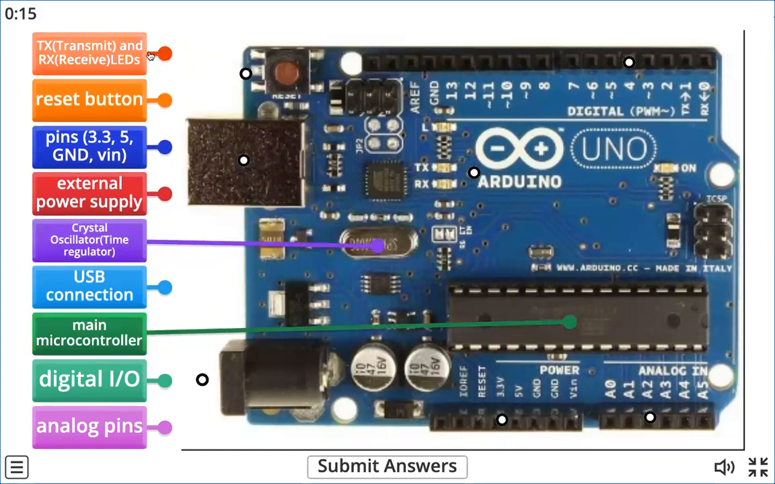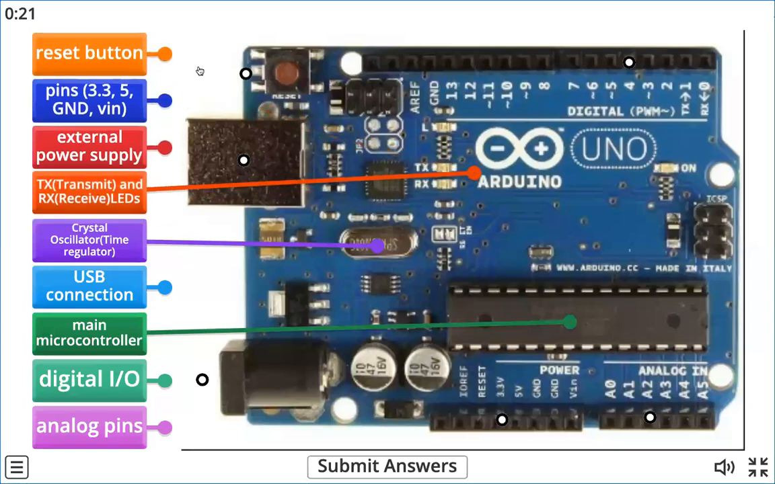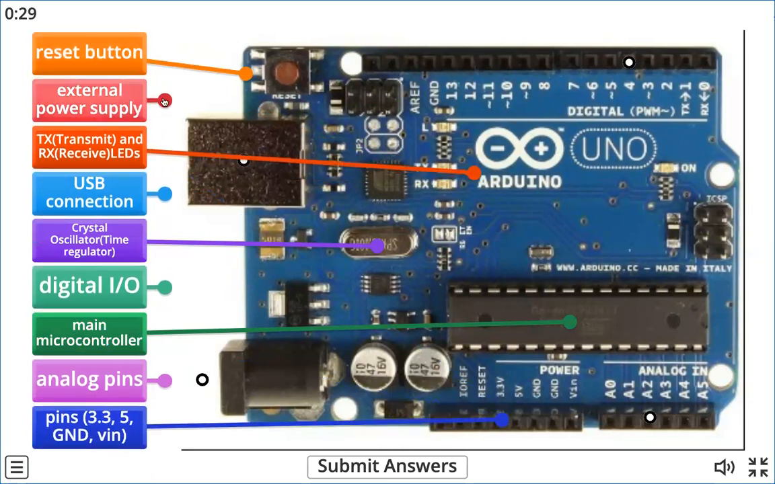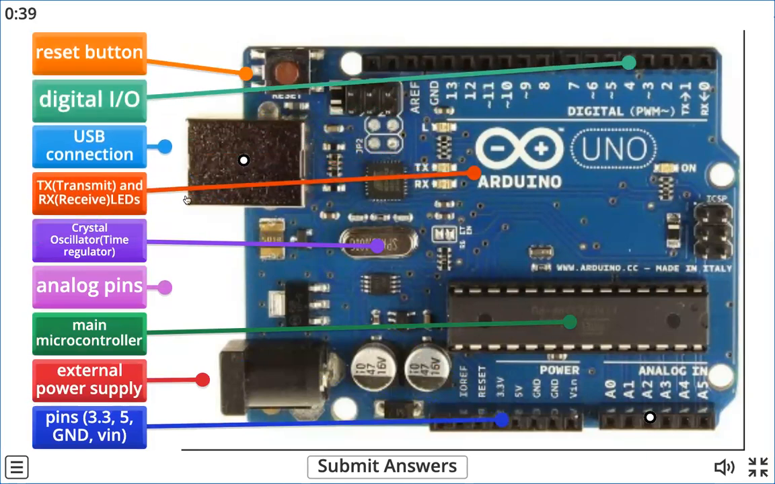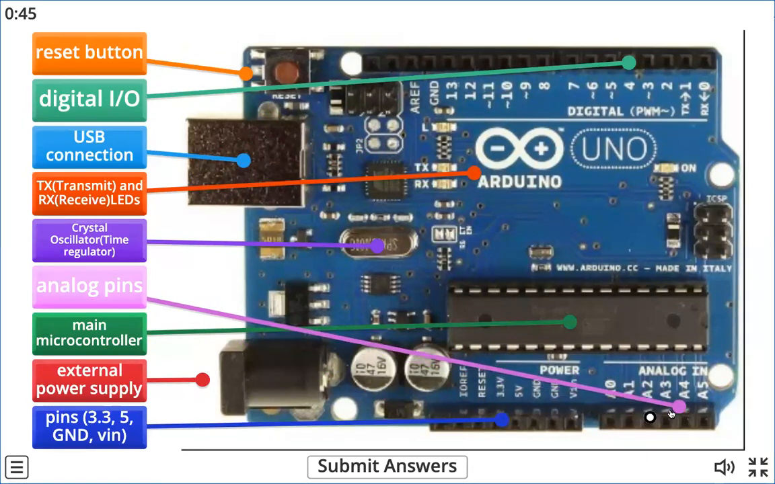TX RX receiver LEDs. Here you can see the TX LED, RX LED. These two are LEDs. Reset button is here. Ground pin, 3 volt pin here, 3.3 volt, 5 volt, GND pins. And the external power supply is here. This is to give external voltage. Digital input outputs here, digital 0 to digital 13, and ground is also there. Then the USB connection is here. And analog pins are here. A0 to A5 are the analog pins.